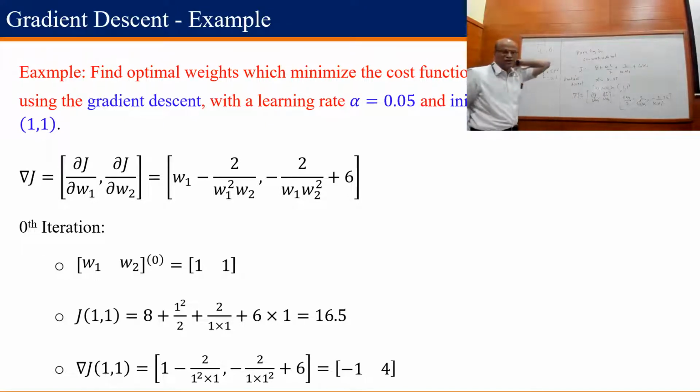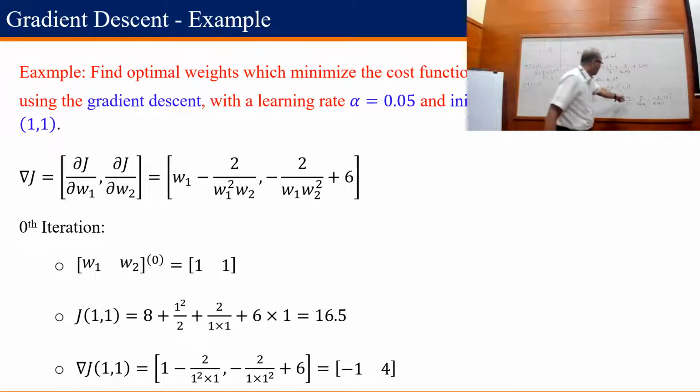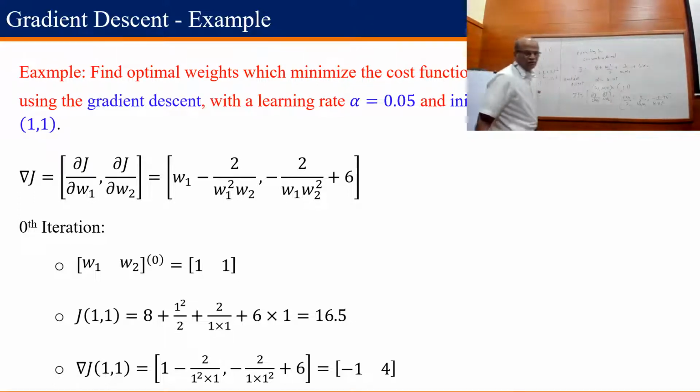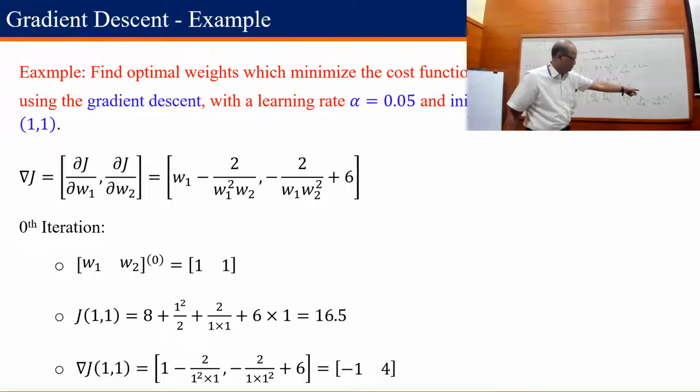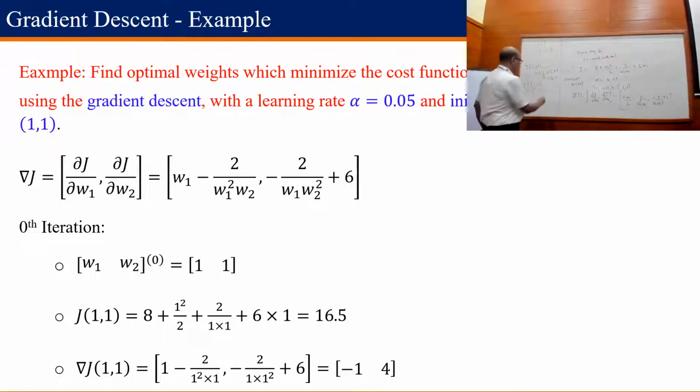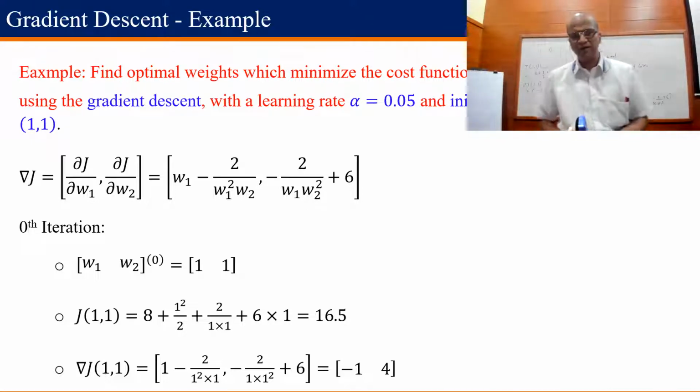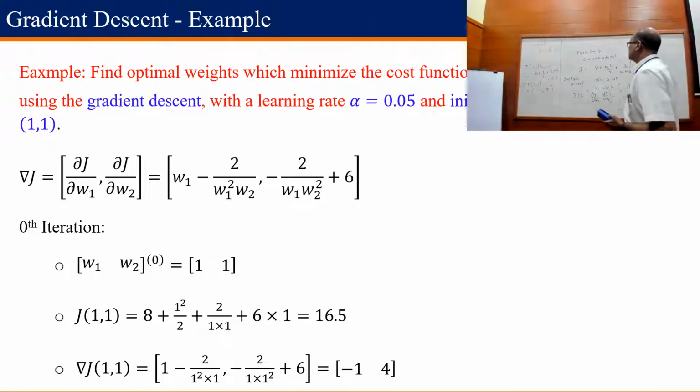Now we can also calculate the del J. So del J of (1, 1) is 1 minus 2 minus 1, then minus 6 minus 2 plus 4. Okay, 4. So far so good. Is everybody with me? Yes, sir. Very good.